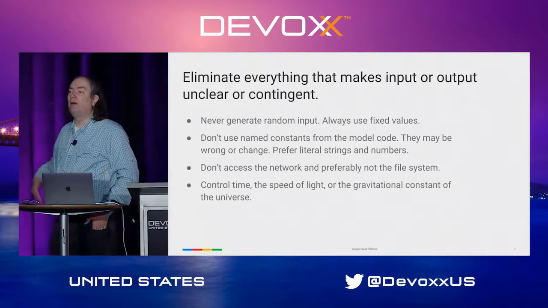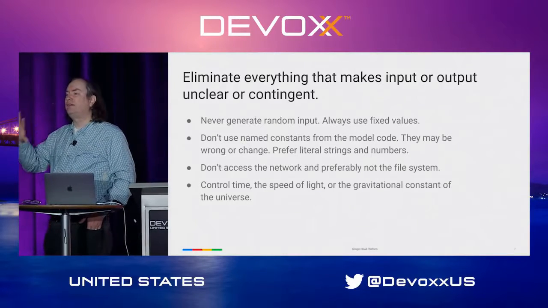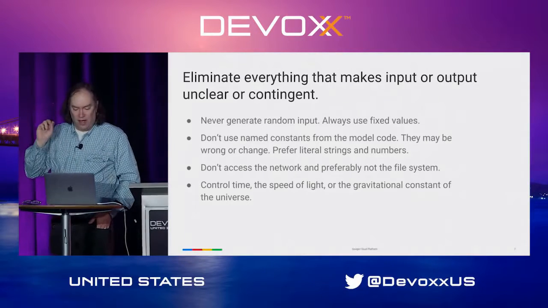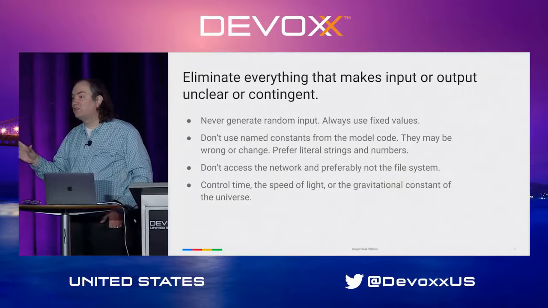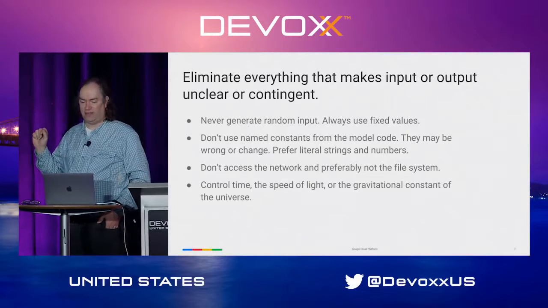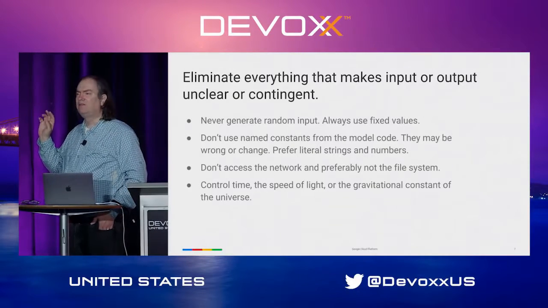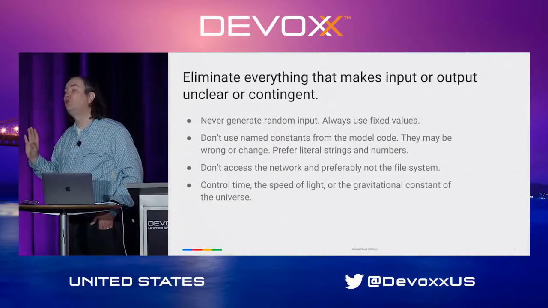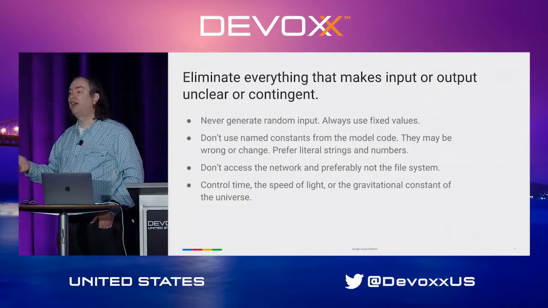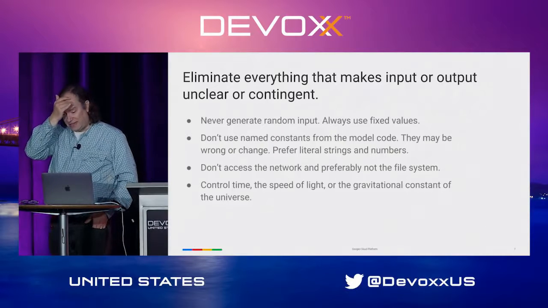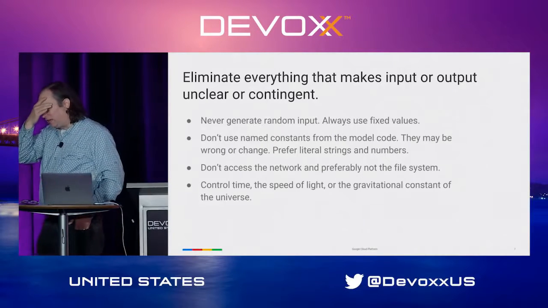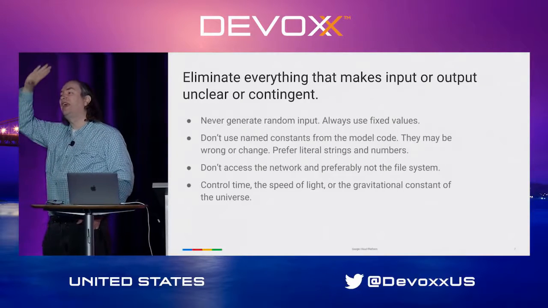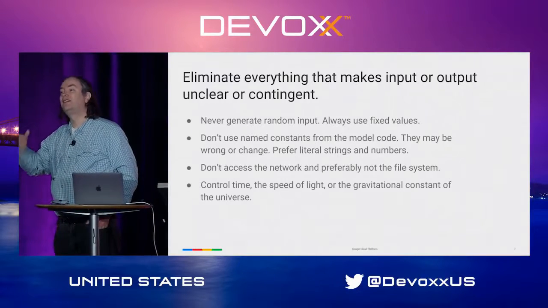Other things that can be problematic because they make your input not known would include any sort of network access. This is a mistake I've made in the past myself. And preferably not the file system. You can probably get away with the file system if you need to, but it's a little flakier than in-memory access.